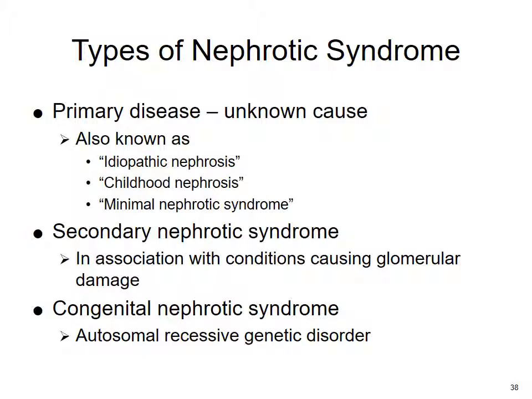So what causes this nephrotic syndrome? Well, primary means there's no known cause. So that could be called idiopathic nephrosis, childhood nephrosis, or minimal nephrotic syndrome for the more mild types. Typically, though, we're seeing this in associations with conditions that are causing the glomerular damage, and that is referred to as secondary nephrotic syndrome. There is an autosomal recessive genetic disorder that causes a congenital nephrotic syndrome as well.